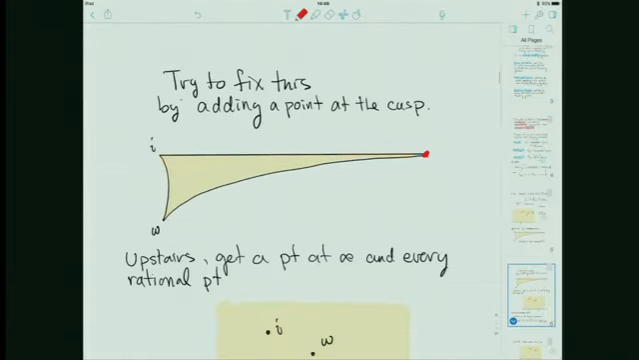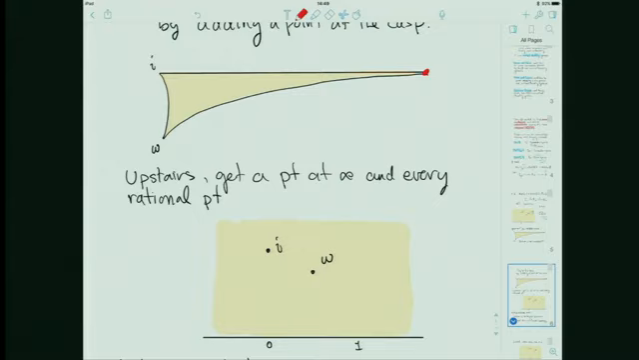Okay, but when you add this point at the cusp, upstairs you get a point at infinity, but you also get a point at every single rational number.